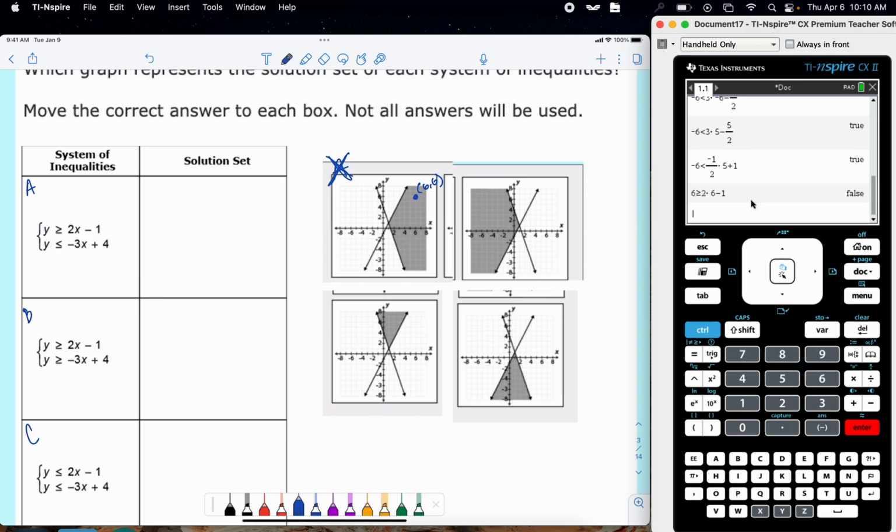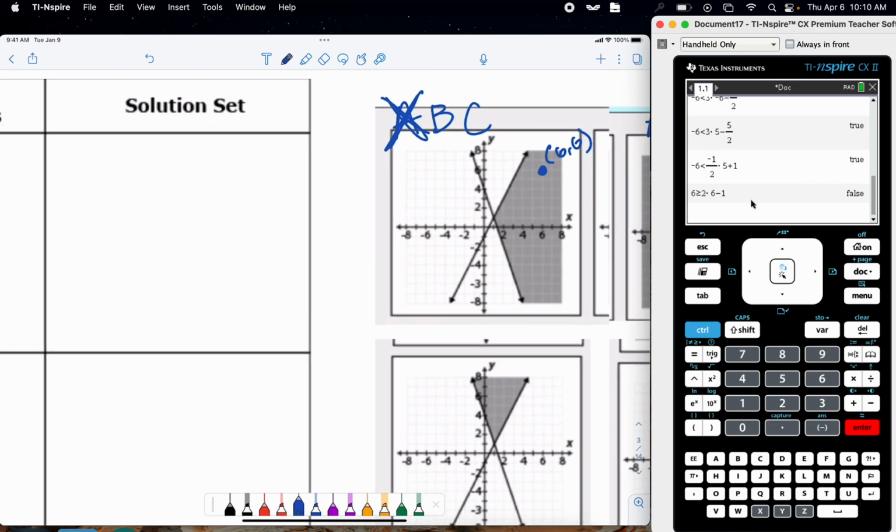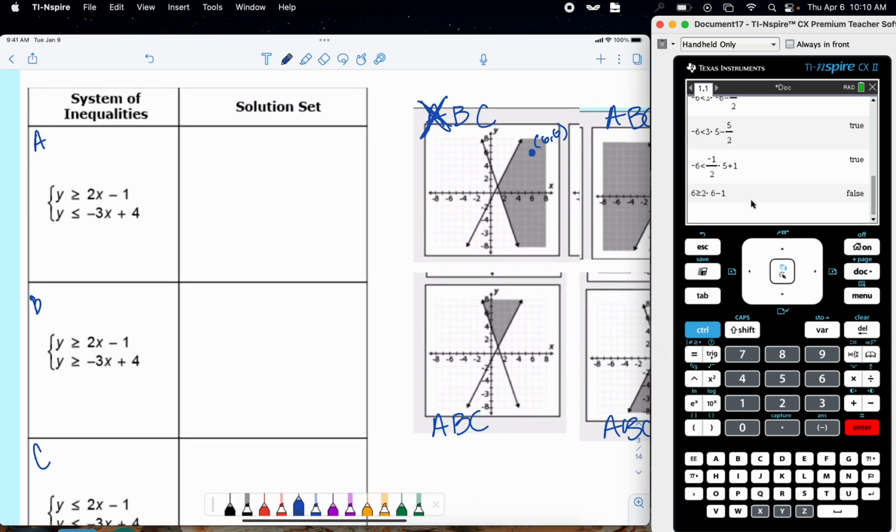Now let's try for B. We label them A, B, C to know if we checked them. For the first one, we're still using the point 6, 6, replacing the x and y, same thing we've always done. So 6, control equals 2 times 6 minus 1, enter. That gives you false. So this cannot go for B either.